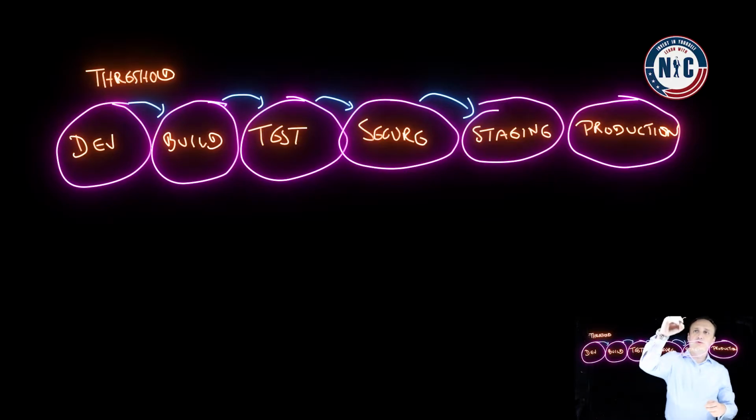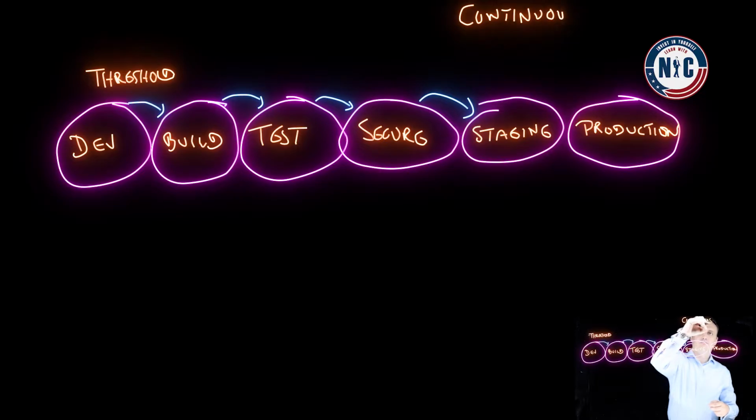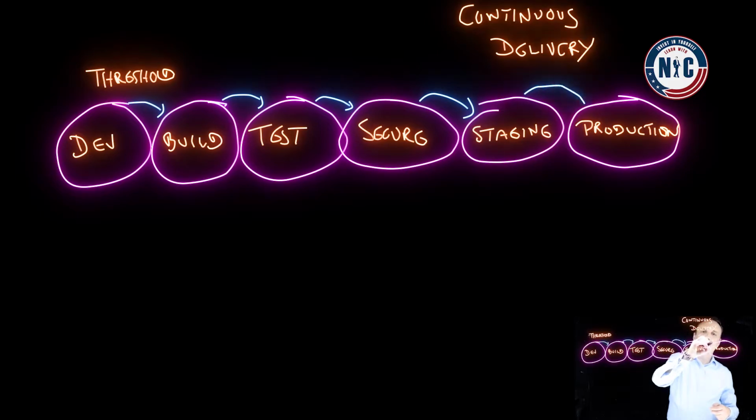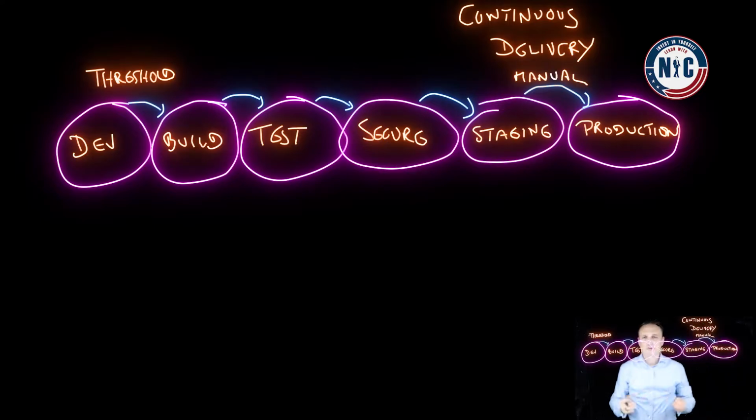With continuous delivery, here what you're going to see is a manual gate. This is going to be a manual approval either by one or multiple people to go to production.